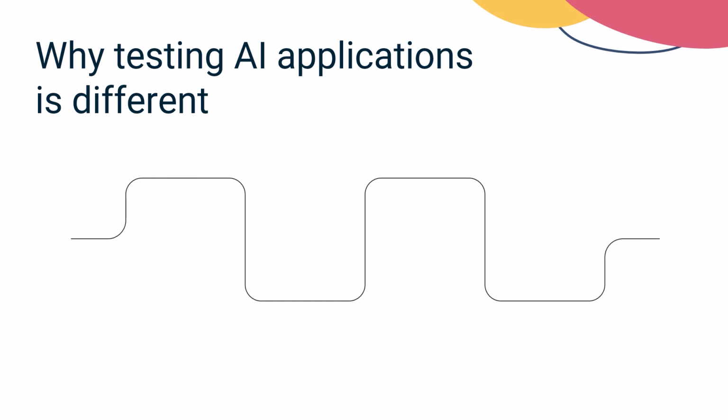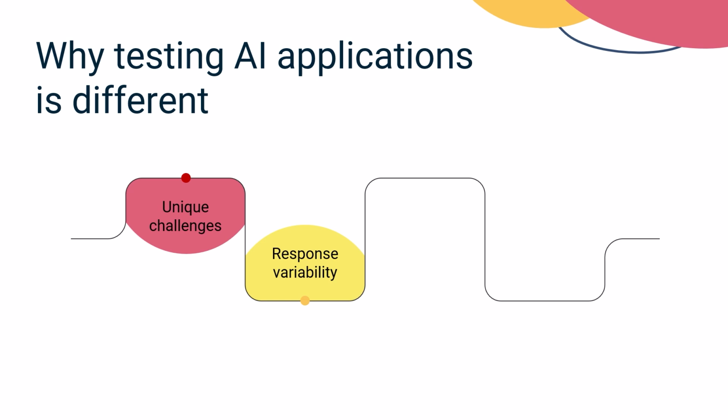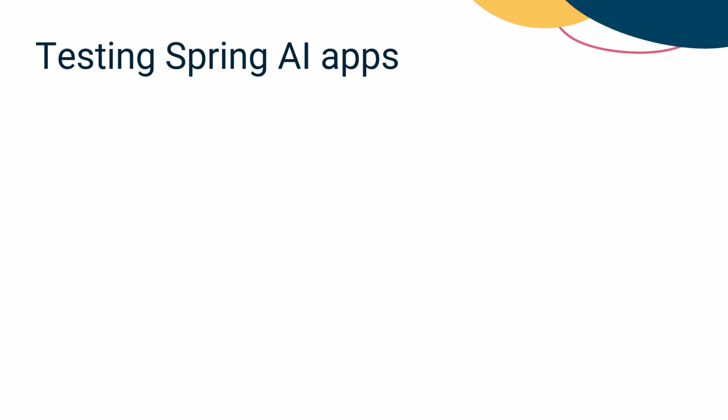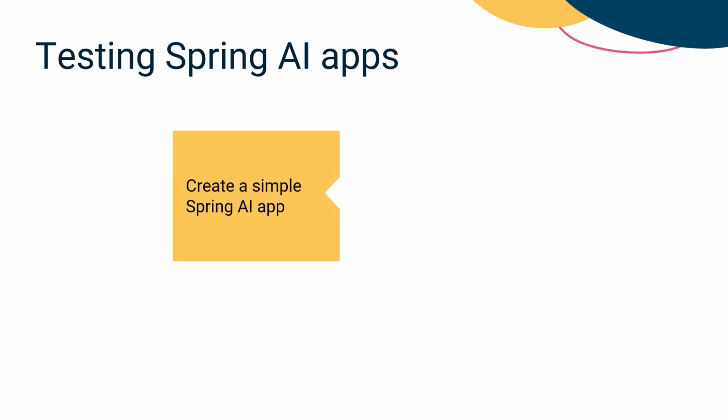Testing Spring AI applications has some unique challenges compared to traditional Spring applications. One issue is response variability. AI models might return slightly different responses to the same prompt each time. Hallucination risk is another issue. AI models can generate incorrect information, a phenomenon known as hallucination. Additionally, context window limitations are an issue when AI models have token limits that restrict how much information a user can process at once.